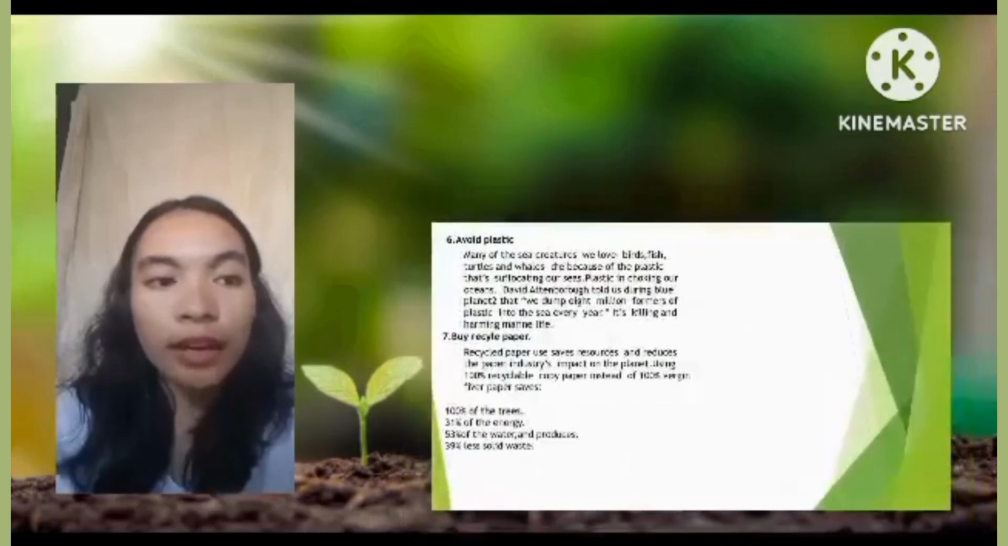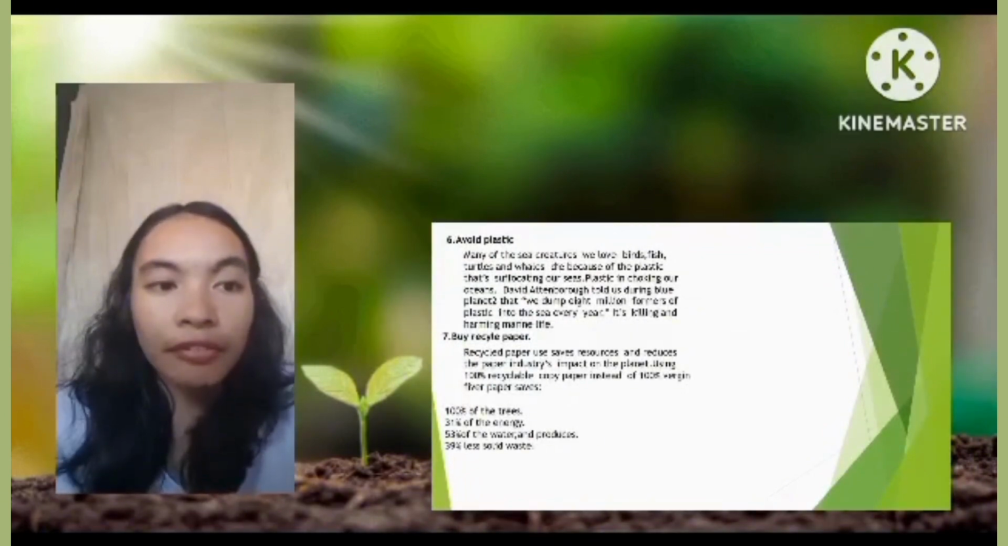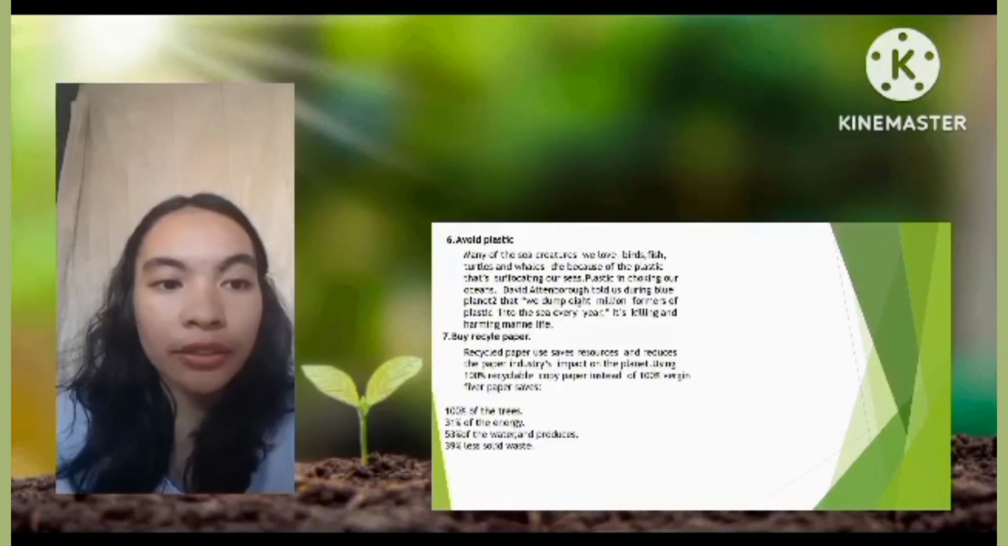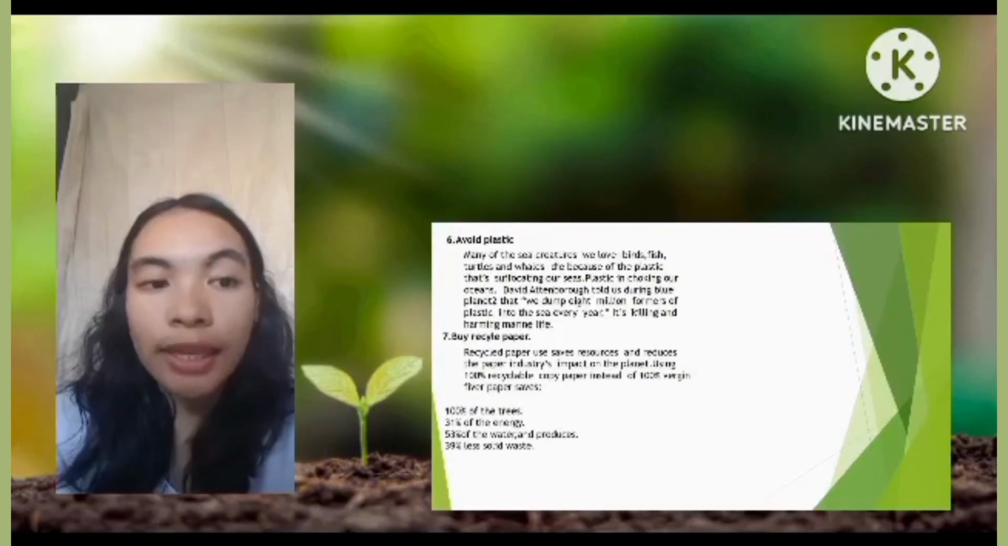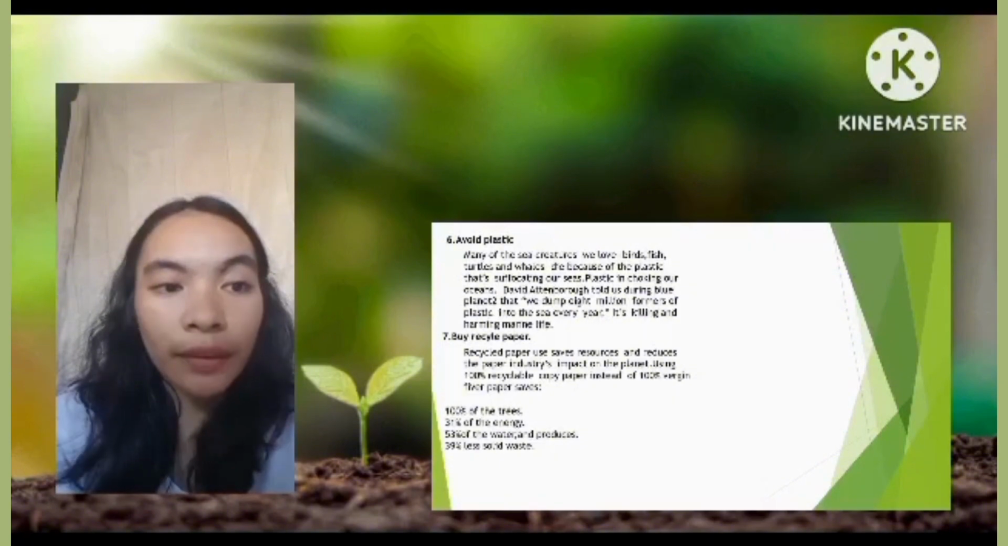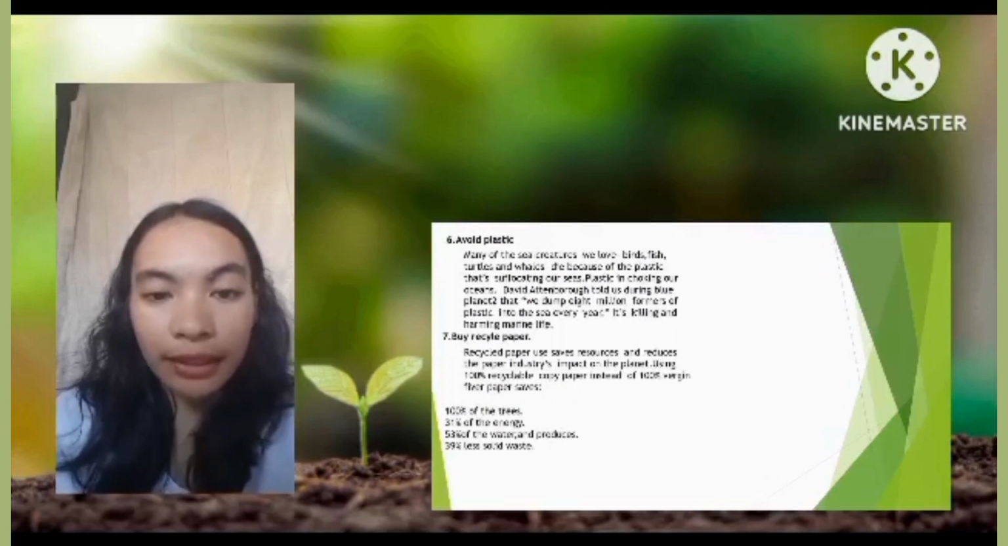Rule number 6, avoid plastic. Many of the sea creatures we love, birds, fish, turtles, and whales, die because of the plastic that is polluting our seas. Plastic is choking our oceans. David Attenborough told us during Blue Planet 2 that we dump 8 million tonnes of plastic into the sea every year. It's killing and harming marine life.